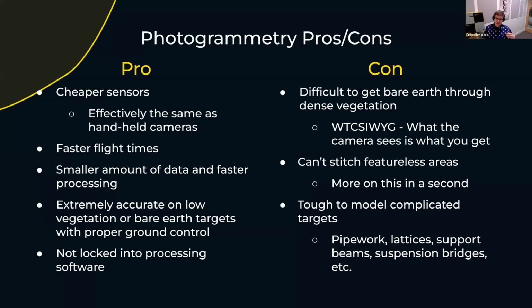The cons, like I said, it's tough to get bare earth through dense vegetation. I'm talking about tree canopies, high grassland, stuff like that. Basically, what the camera sees is what you get. The other problem, and this is the one we're going to talk about a lot, is that we can't stitch featureless areas together. And it's really tough to model complicated targets. When I'm talking about complicated targets, I'm talking about pipe work, lattice work, beams, supports, suspension bridges, crane arms, stuff like that.